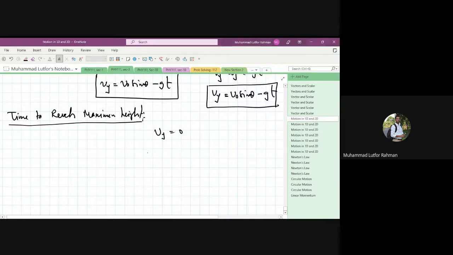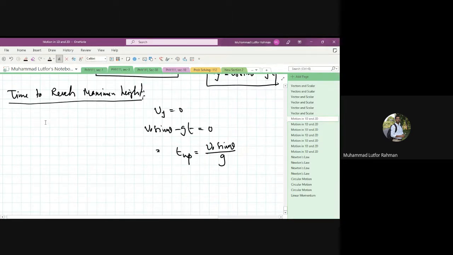Then I'll write v naught sine theta minus gt equal to 0. Or I can write this as t up, that means time to reach the maximum point. That's why I write t up. That should be v naught sine theta divided by g. Right? Probably you memorize this equation. I don't have to. I will just plug in the value into that equation, v naught sine theta minus gt equal to 0. If you plug in, you can find out the t.